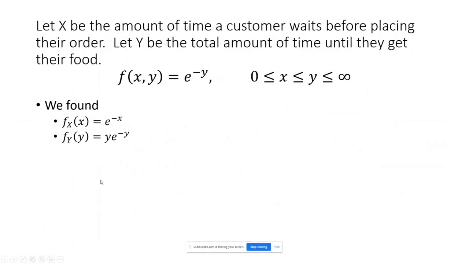All right. So yesterday we found the marginal density functions: for x it is e to the negative x, and for y, the density is y times e to the negative y. Let's use these to find whether x and y are independent.